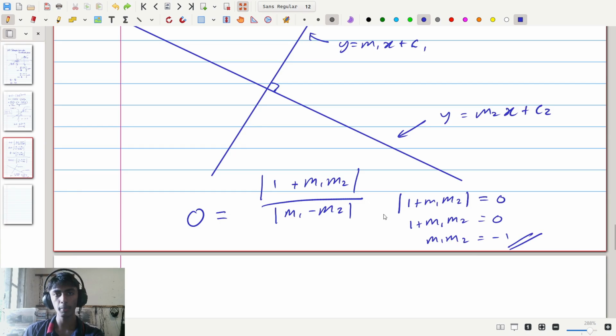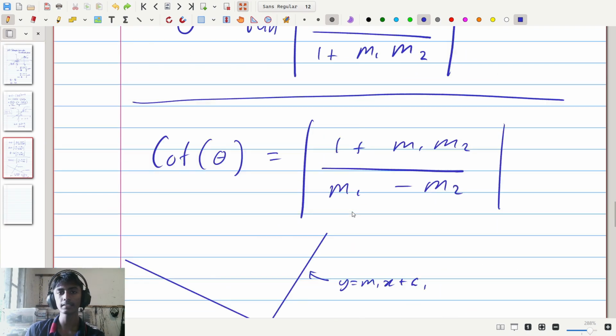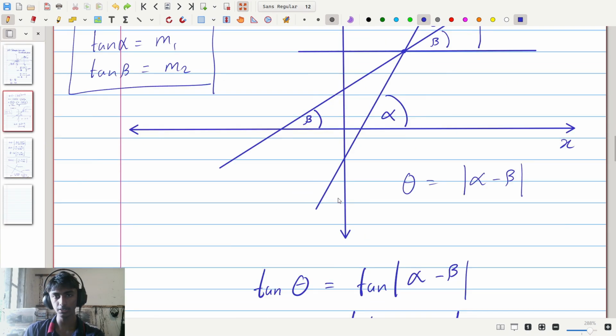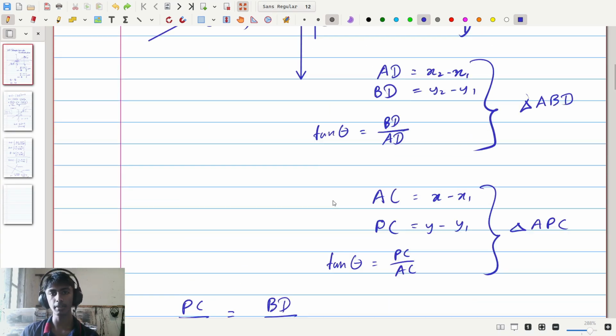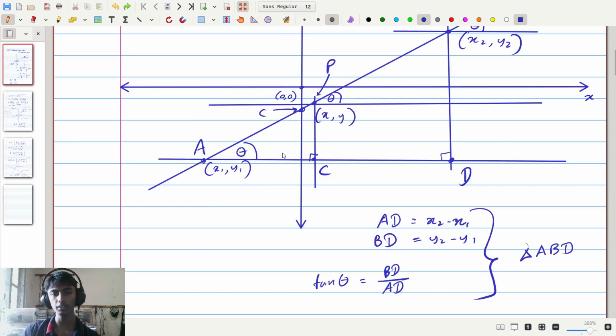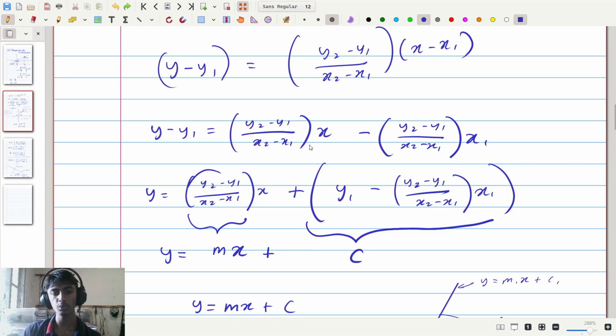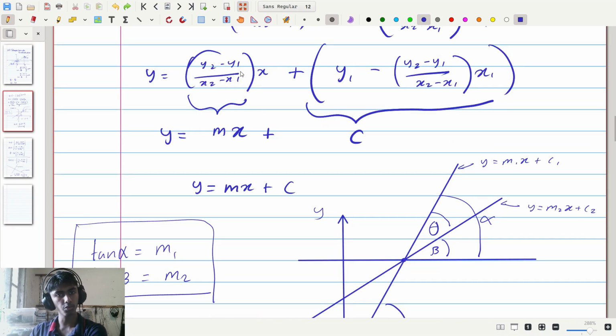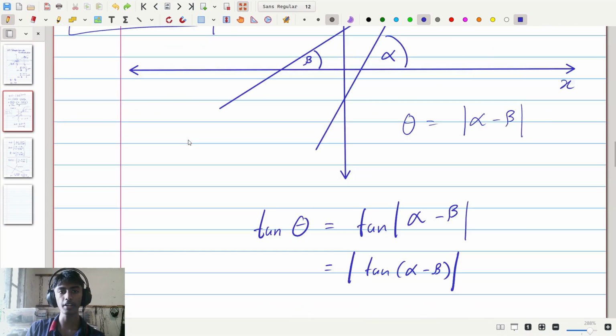So that's all about the good things of this line. Let's now consider some disadvantages of the format y equals mx plus c. One of the main disadvantages is that we cannot represent vertical lines. Why not? Well, consider the formula that we needed to get m. m is y2 minus y1 divided by x2 minus x1.